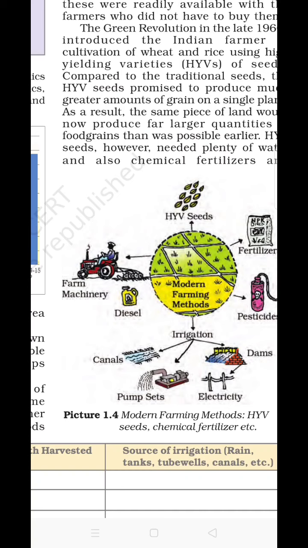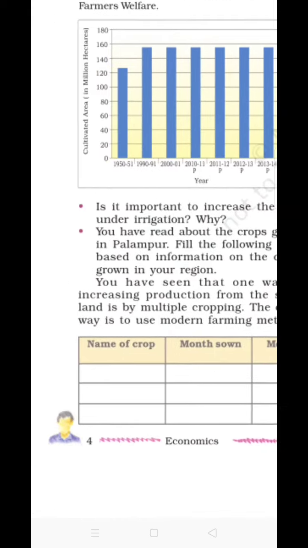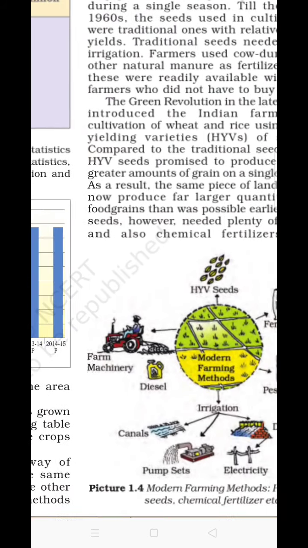Farm machinery, definitely tractors are available there. HYV seeds, high yielding variety seeds. We already know that these are chemical fertilizer seeds which help us to increase our production. Some fertilizer, pesticide, dams, irrigation facilities. In the irrigation facility, what is included? Canals, pump sets, electricity, dams, all such things are included in the modern farming methods.